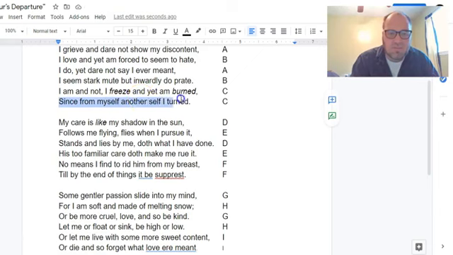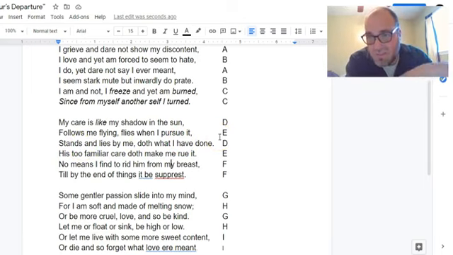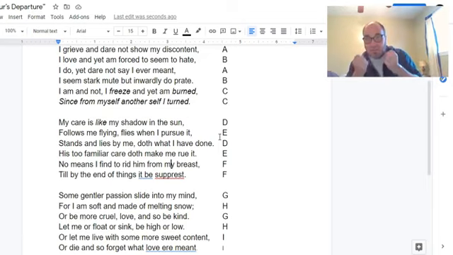And this is obviously metaphorical. There are two selves, literally. My care is like my shadow in the sun. Follows me flying, flies when I pursue it, stands and lies by me, does what I have done. So she says this sorrow that she carries with her is for being in love with somebody that she can't reciprocate the love of. It's an unrequited love poem, but it's not, right? Like, she loves him, but she can't show it. So it looks like the love is unrequited, but it's not really unrequited. There's some nuance here that I like.